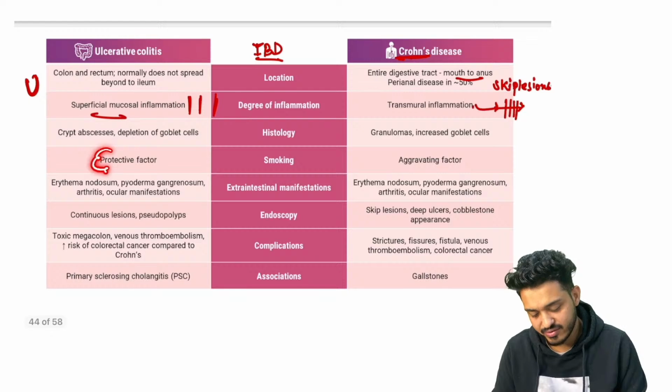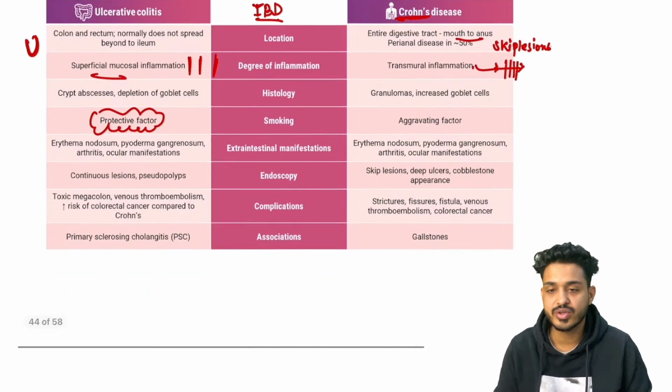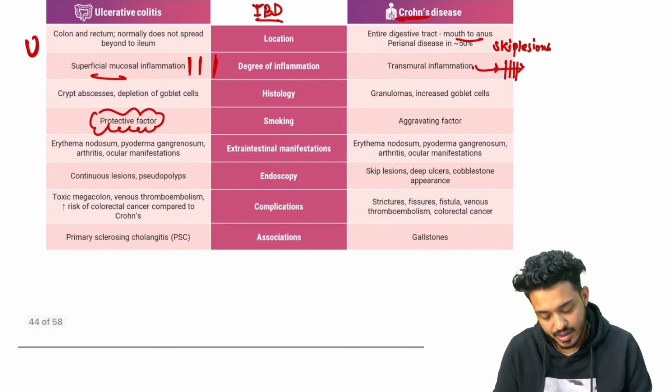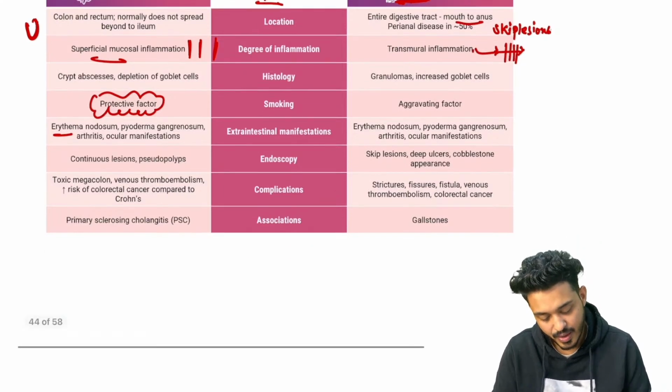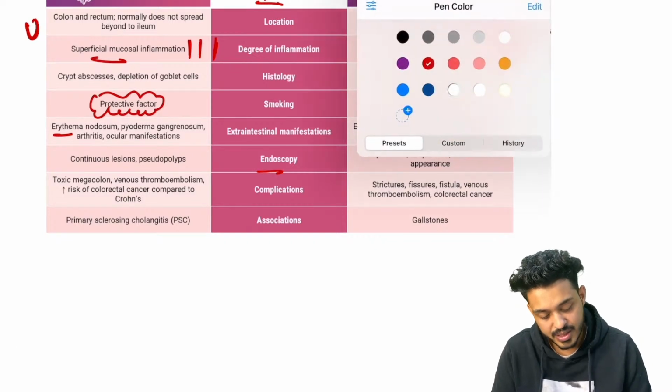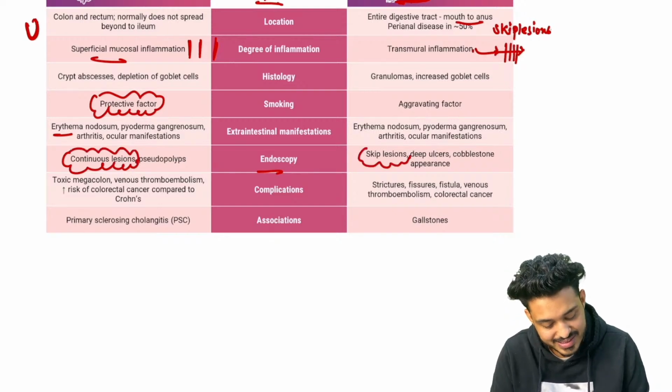Smoking is a protective factor. Smoking is only a protective factor in this particular disease, that is going to be your ulcerative colitis, right? Here you will be having erythema nodosum, pyoderma gangrenosum, arthritis and ocular manifestations. Here also you can have these things, right? On endoscopy, endoscopic findings are important. You will be having continuous lesions here, whereas here you will be having skip lesions.